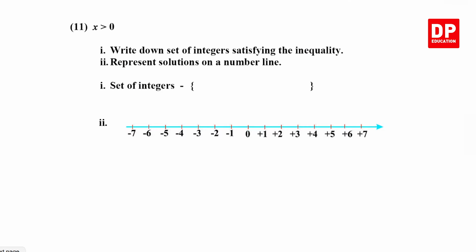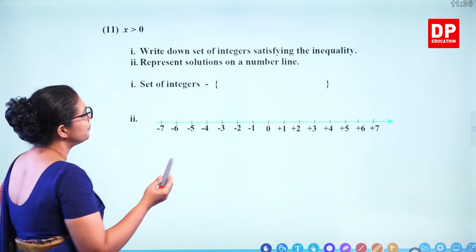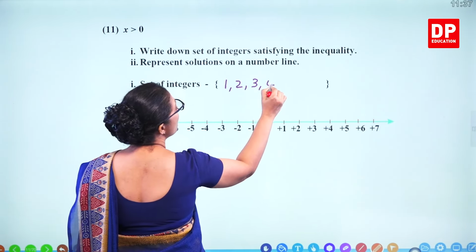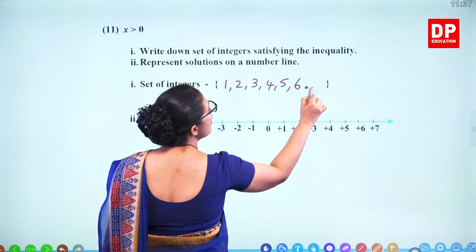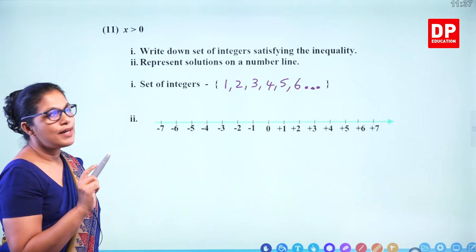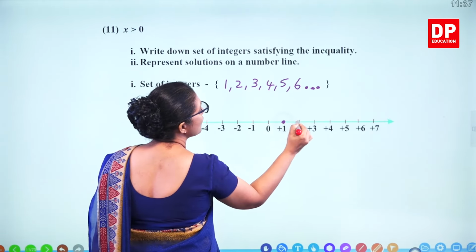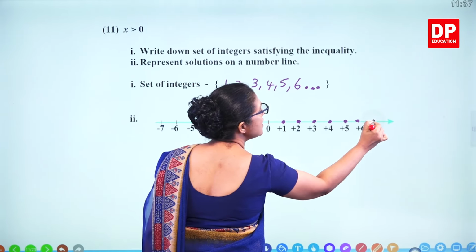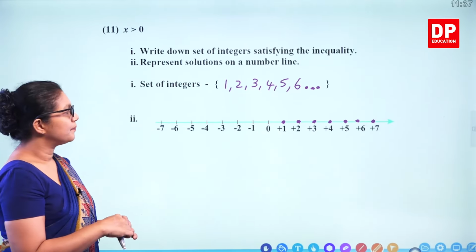x greater than 0. Write down the set of integers satisfying the inequality x greater than 0. So it can be 1, 2, 3, 4, 5, 6, all these integers. So we can put 3 dots. And how do we represent that one on a number line? So only certain numbers. 1, 2, 3, 4, 5, 6, 7, all integers above 0 you can include like this.